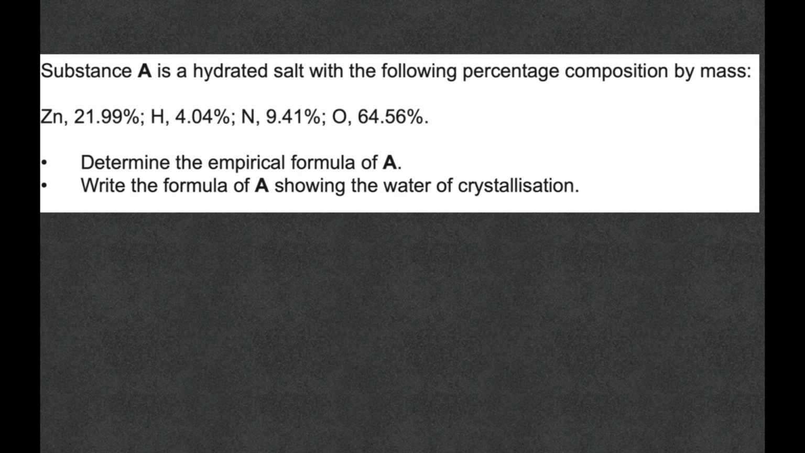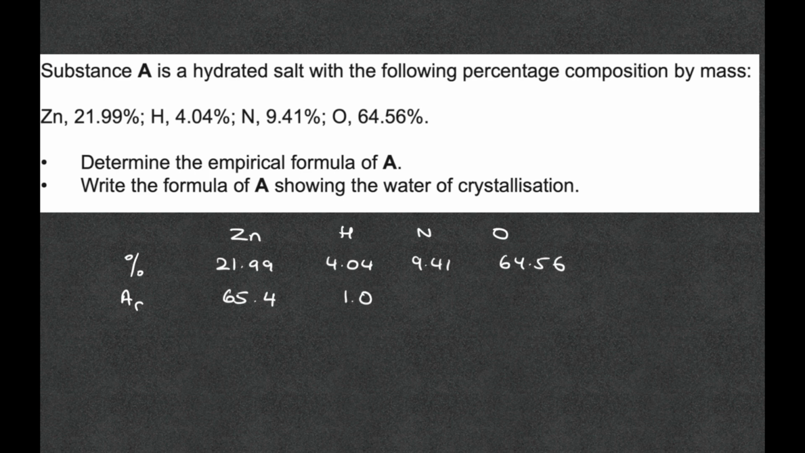This is a question from the June 2022 paper, Paper 1, which is the Breadth in Chemistry paper. Let's go ahead and try it out. Okay, so we've got zinc, hydrogen, nitrogen, and oxygen. The percentages are 21.99, 4.04, 9.41, and 64.56. The Ar values of each element are 65.4, 1, 14.0, and 16.